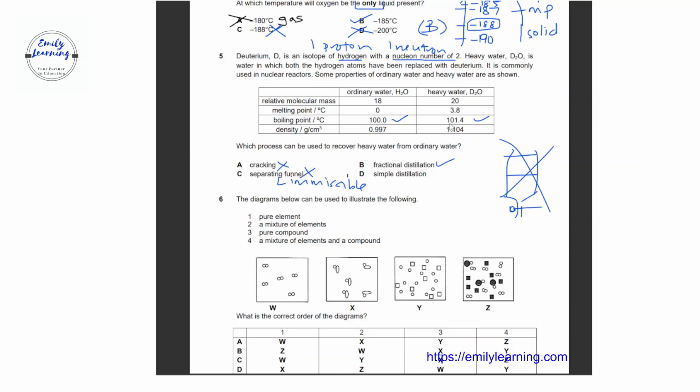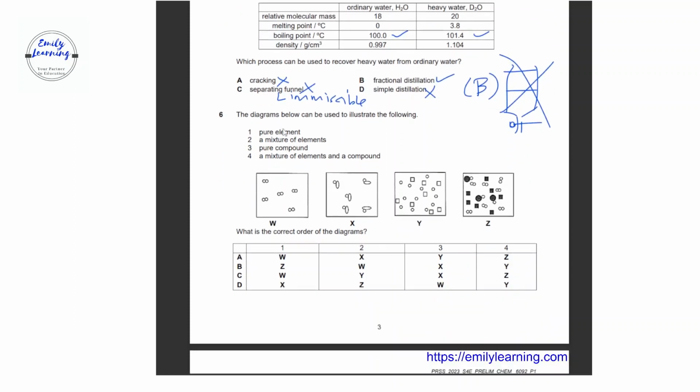I know they have different density, right? But if they have different density but mix together to form a uniform substance, you cannot use a separating funnel. Okay, simple distillation is to separate the solvent from the solute. So there's no solute, right? There's no salt. You're just separating ordinary water from heavy water, so it is out. So the only correct way of separating water from deuterium is fractional distillation.